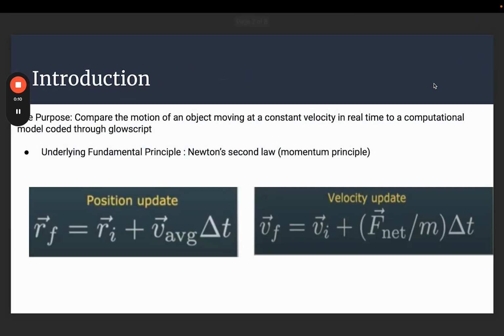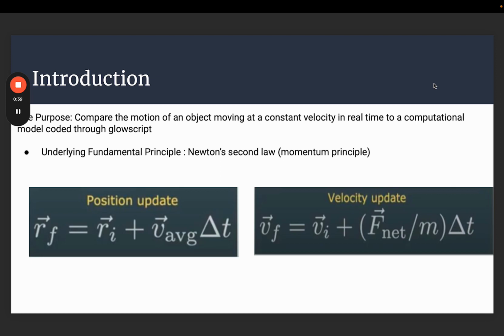This is my introduction. The purpose of this lab was to compare the motion of an object moving at constant velocity in real time to a computational model that I coded through a Python program called GlowScript. The underlying fundamental principle throughout this experiment was Newton's second law, also known as the momentum principle. The position update and the velocity update formulas can be derived from the momentum principle formula.